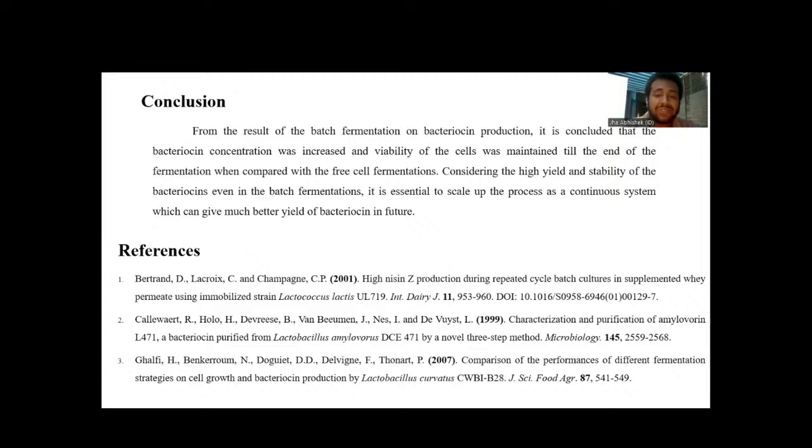From the results of batch fermentation on bacteriocin production, it is concluded that the bacteriocin concentration increased and the viability of the cells was maintained till the end of the fermentation when compared with free cell fermentation, considering the high yield and stability of the bacteriocin even in batch fermentation. It is essential to scale up the process as a continuous system, which can give a much better yield of bacteriocin. So we will definitely try different things. And there are a few references mentioned here.